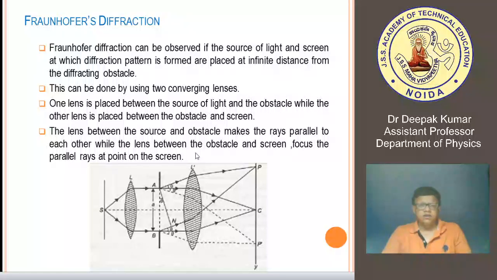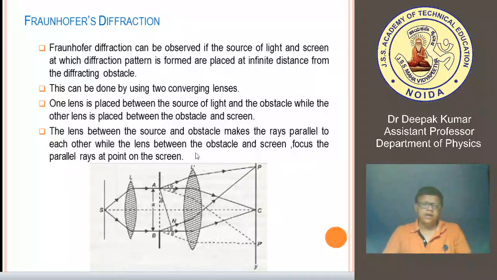This can be done by using two converging lenses, because there is a need for a plane wavefront in case of Fraunhofer diffraction. We have to convert this spherical wavefront into a plane wavefront, and then the plane wavefront is incident on that particular slit.